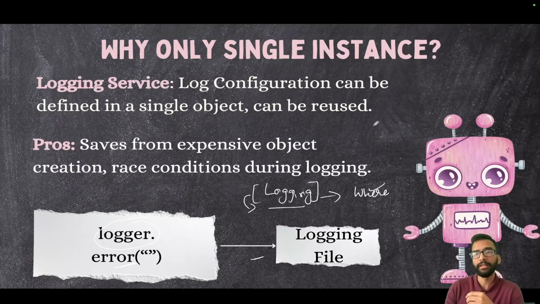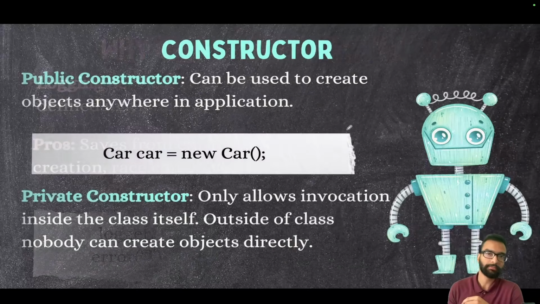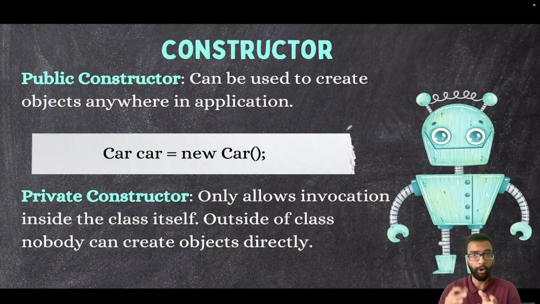Another thing is that for a singleton object, the object is accessible throughout the application, so you would like to create it in the global scope. Before jumping into all the implementations, let's look at the difference between public and private constructors so that we can understand how we can create the singleton object.